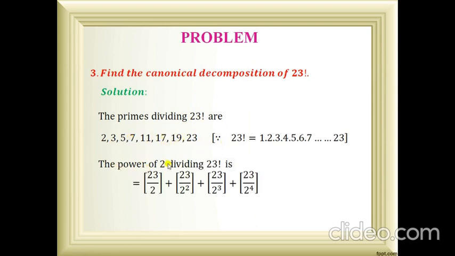The power of 2 dividing 23 factorial: substitute 2 into the above formula. Here n is 23, what we are given, so that is n. We are taking the first prime 2, so in place of p, I am replacing 2. So I will get 23/2 + 23/2² + 23/2³ + 23/2⁴. Therefore, the final answer is 19.